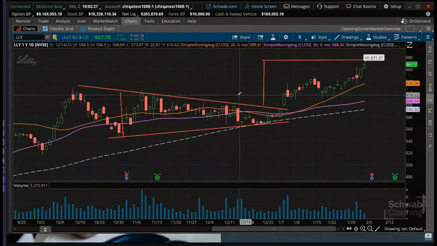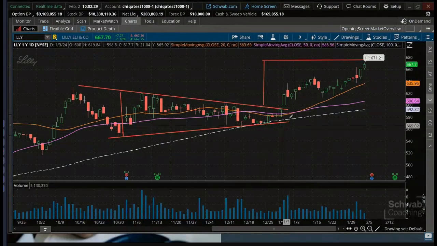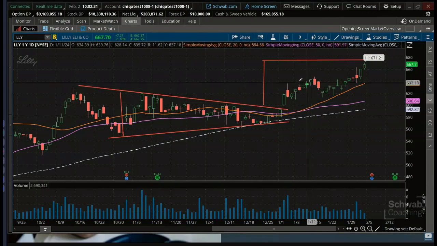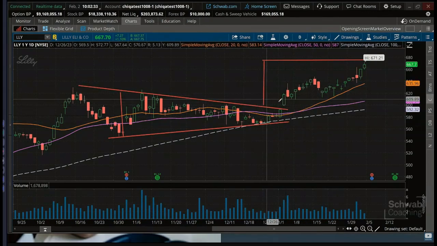The question is, is there any way you might have gotten in earlier or later in here? Would you wait for the breakout? Would you anticipate it? Well, one thing that we could potentially look at is the volume pattern.